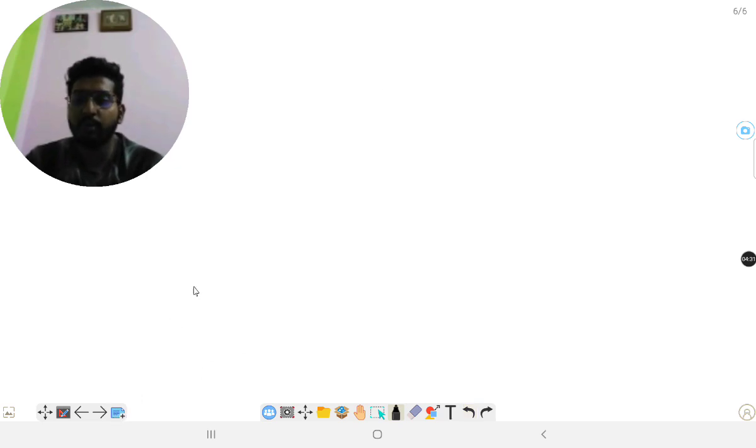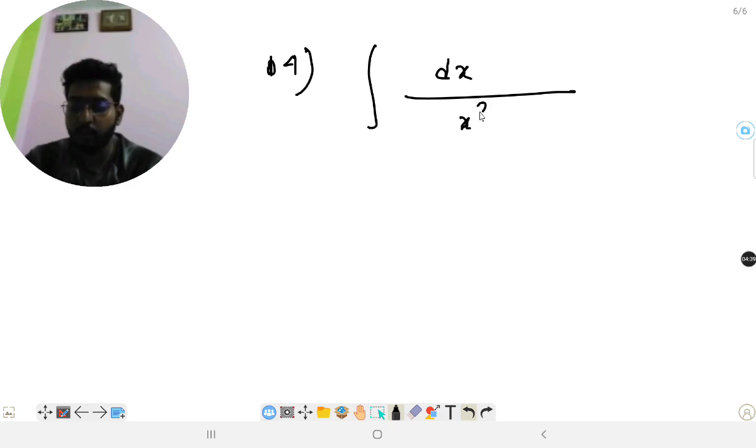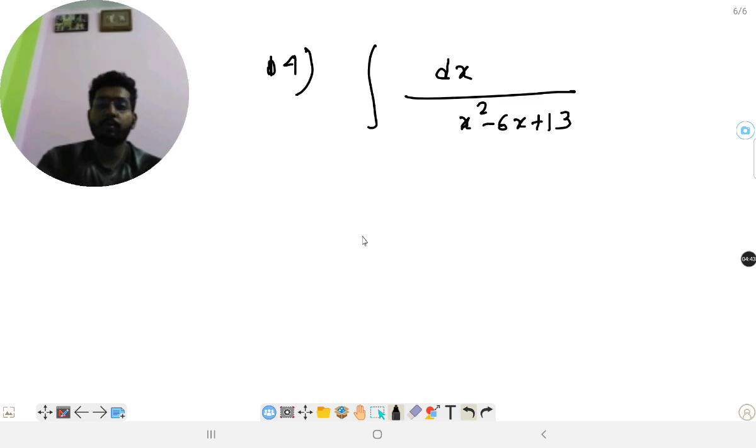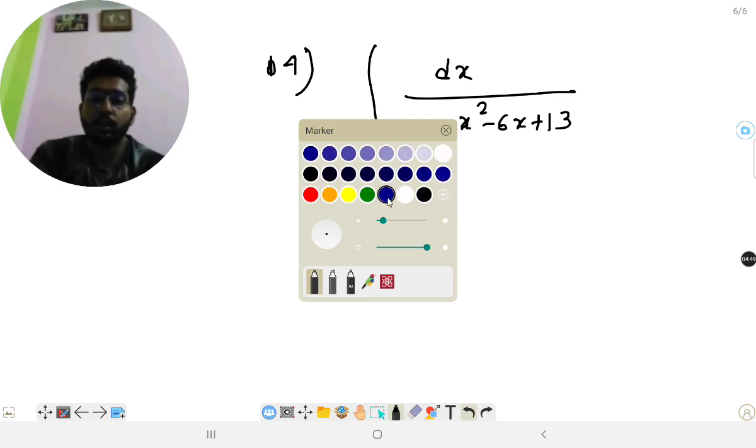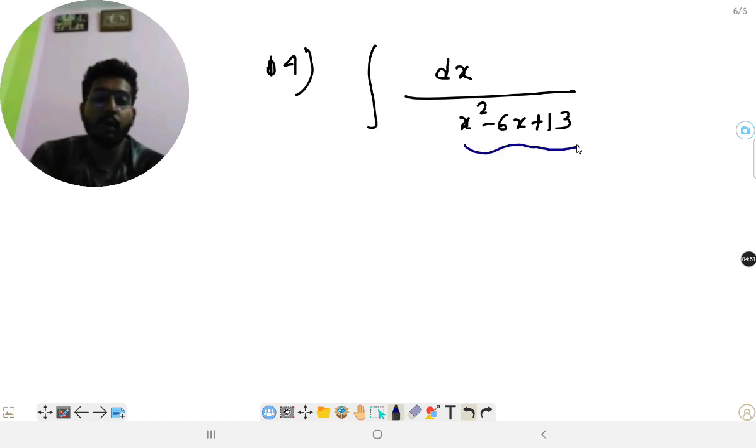So this type of problem, question number 4. It is written like this: dx by x square minus 6x plus 13. For this type of problem we have to make it into a square form. Somehow we have to make the quadratic expression a square form. It can be a plus b whole square or a minus b whole square. Now how to do this one?